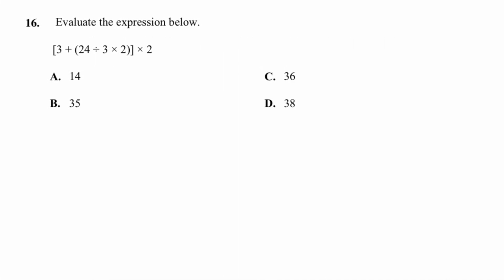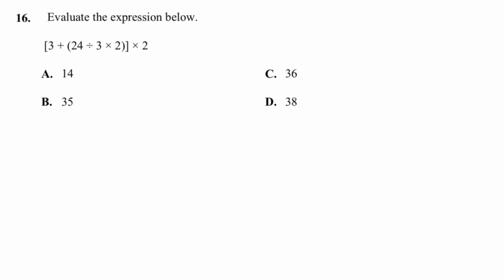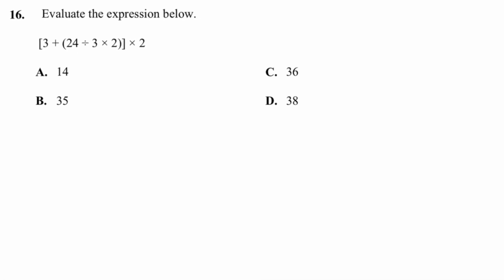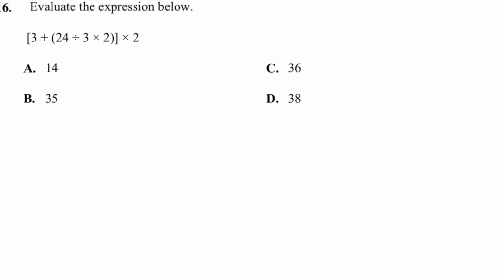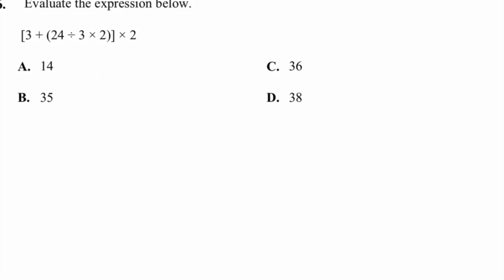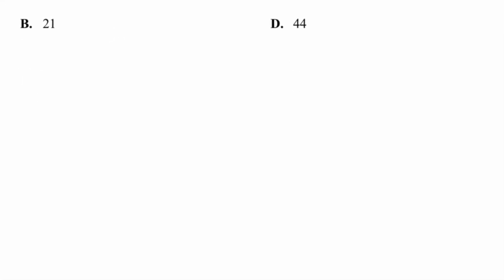Number 16. Evaluate the expression below. 3 plus 24 divided by 3 times 2 times 2. A. 14, B. 35, C. 36, D. 38. Number 17. When multiplied by 588, which number will result in a product with a 4 in the tens place? A. 12, B. 21, C. 41, D. 44.